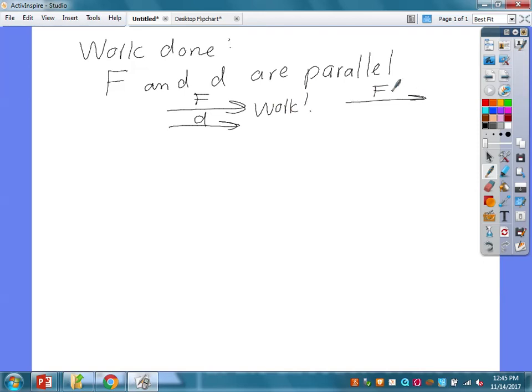Or force and distance have to be in opposite directions. We will learn work is also done. So these are examples of work. All right?